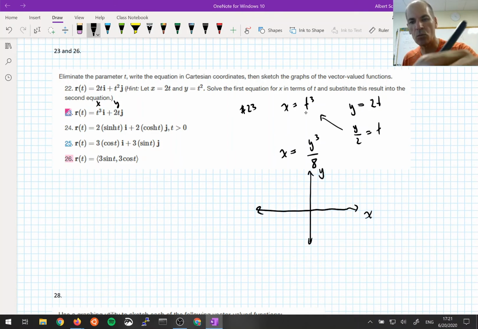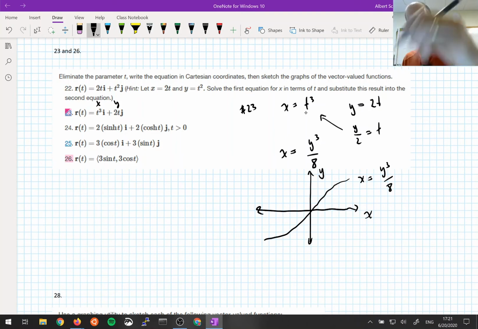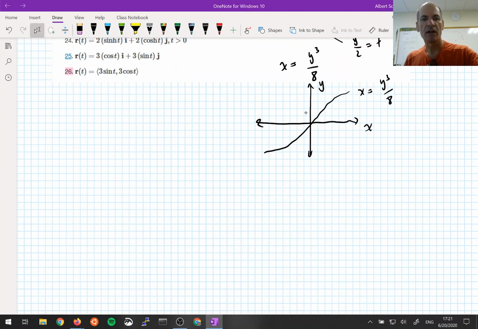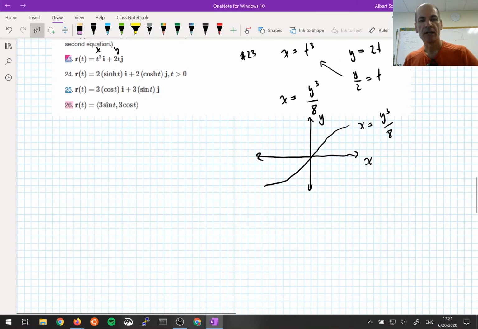Here's the x-axis, the y-axis. We expect this to be a cubic, but now the cubic is kind of sideways. So that's x equals y cubed over 8. So this vector-valued function up here in number 23 is tracing out sort of a sideways cubic. Let's look at 26. Same question, a little bit different. It's trigonometric instead of polynomials. Let's try the same trick.